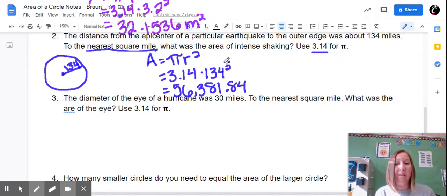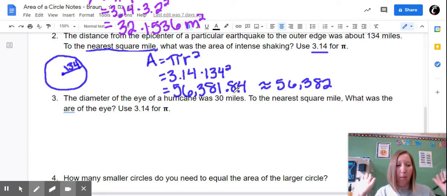56,381.84. But it did tell me to the nearest square mile, so I'm going to round that. So this is going to tell me that this is approximately 56,382. It's going to round up because if I look at what number is in my tenths place, remember 5 and up, bump it up. So since it's over 5, it's an 8, it's going to bump up my 1 to a 2, and then I want to make sure I include miles squared.